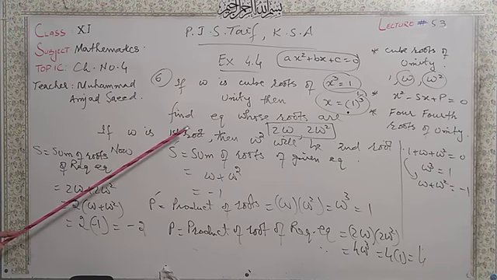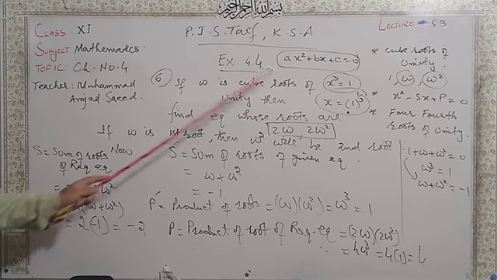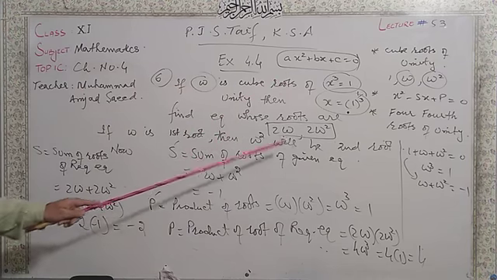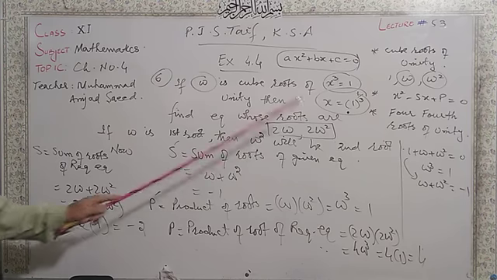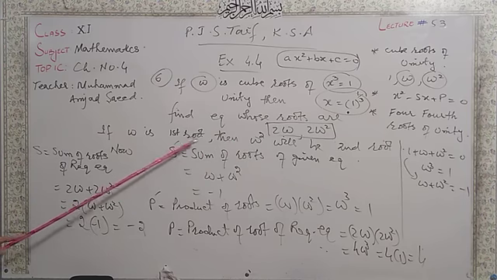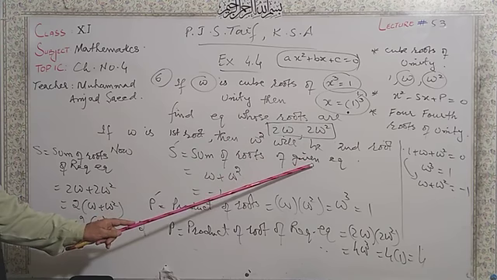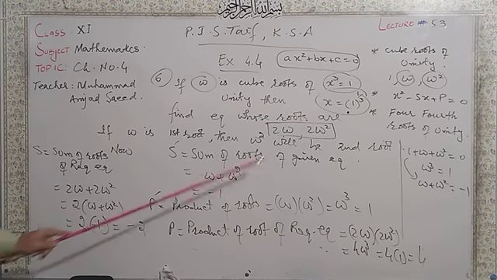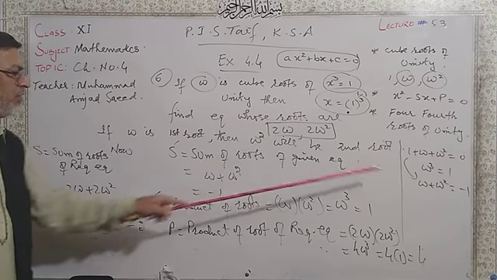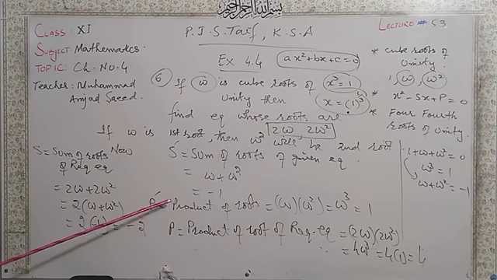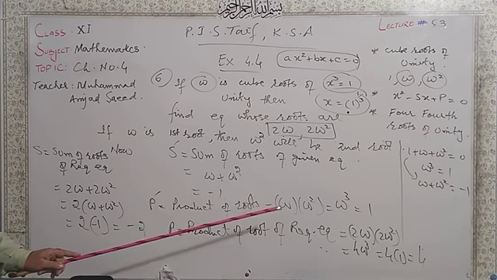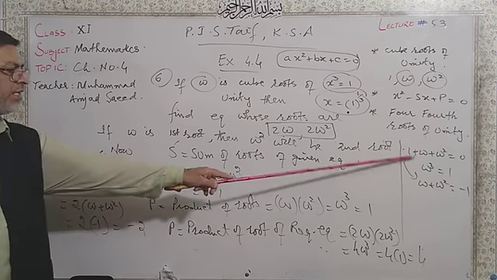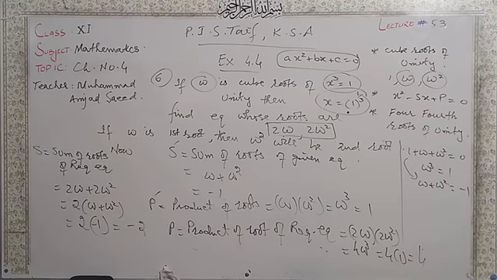So if omega is the first root of this equation, then definitely the second root will be omega square. Then s dash is equal to the sum of roots of the given equation, that is omega plus omega square. According to this formula, we have found that it is minus 1. Similarly, p dash is equal to the product of roots of the given equation, omega into omega square, omega cube, which is equal to 1. That is the formula.